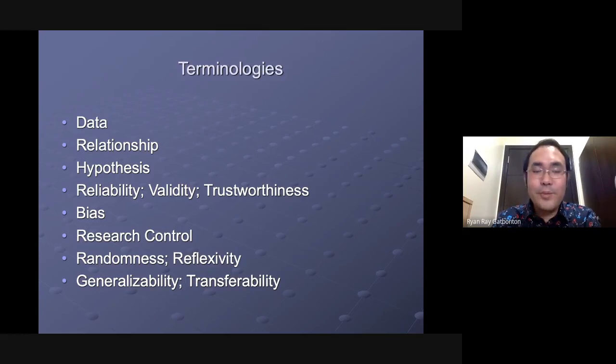One of them would be randomness. Assigning everything, designing everything in our research in random eliminates the element of bias. So in quantitative research, one good way to ensure that bias does not affect our data is to impose research control.